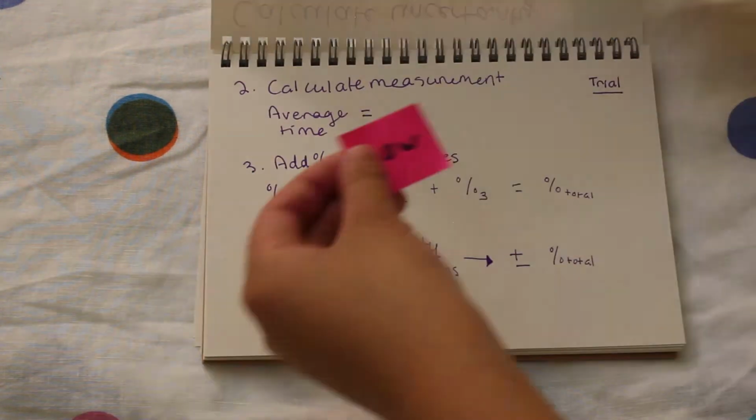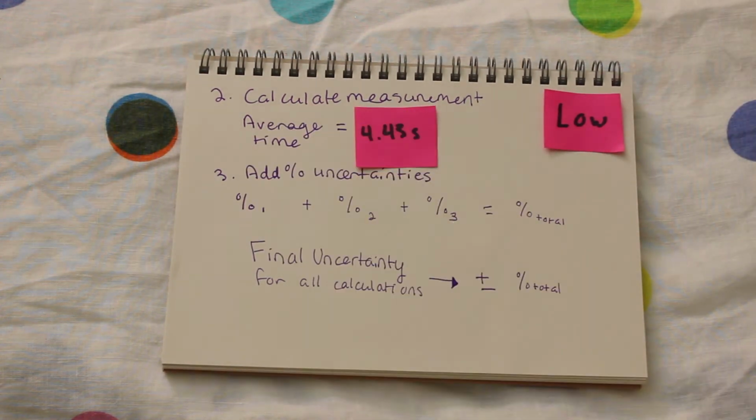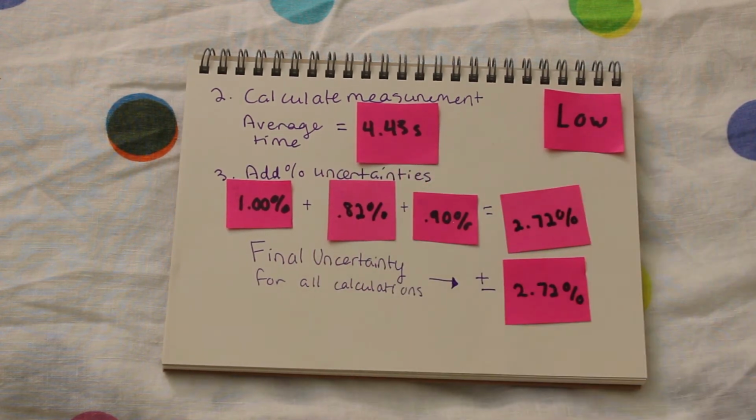The next step is to calculate the measurement. We already did this earlier when we calculated the average time for the low trial, which is 4.43 seconds. The third step is to add the percent uncertainties together. For this low trial, the first percent uncertainty was 1, the second was 0.82, and the third was 0.90. Added together, you receive a total percent uncertainty of 2.72%. The total percent uncertainty is the final uncertainty for all calculations because all other calculations do not have any variables that have their own individual uncertainty. In this whole entire calculation in lab, the only uncertainty is with the time.